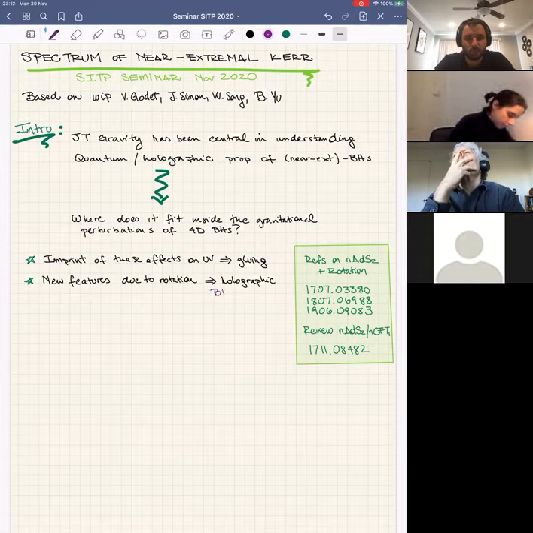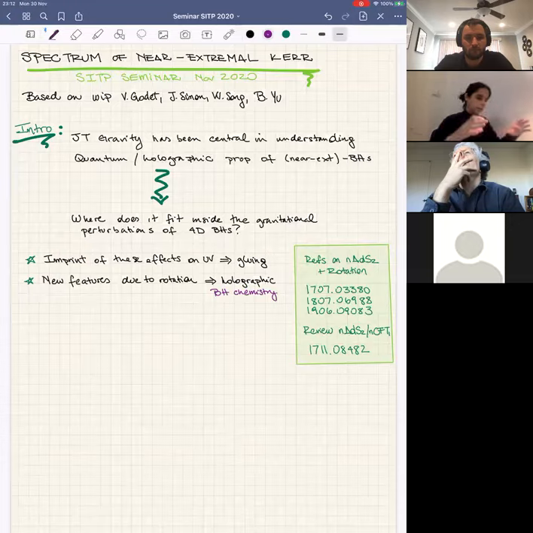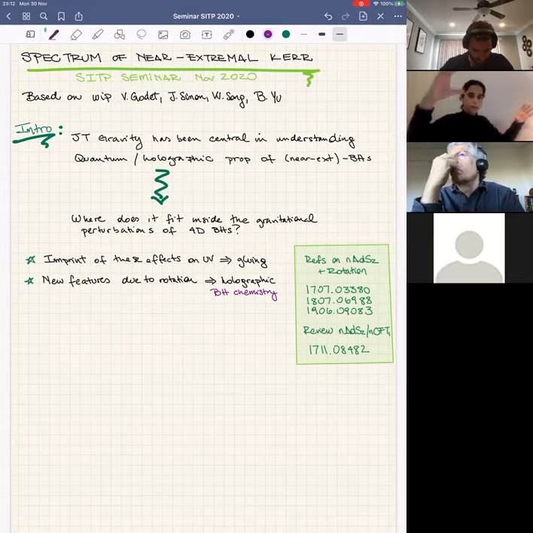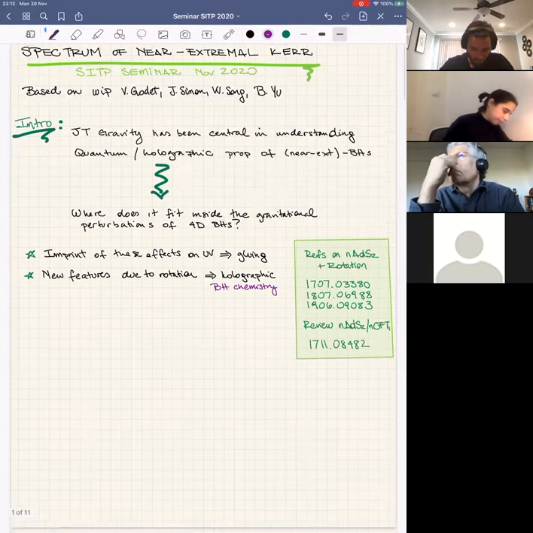And I view it a little bit as doing something like black hole chemistry. Okay, so there are some building blocks, some concepts that are the common ground, and then it's: okay, what can you build out of that? So that's the basic idea.